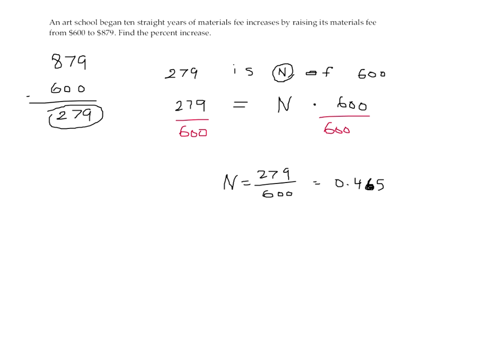How do I change this to the percent? How do you change a decimal into a percent? Daisy, this is the last question I'm going to ask you, so think about it. You multiply by what? 100. Yeah, 100. And then put the percent sign after that. So that would be 46.5%.